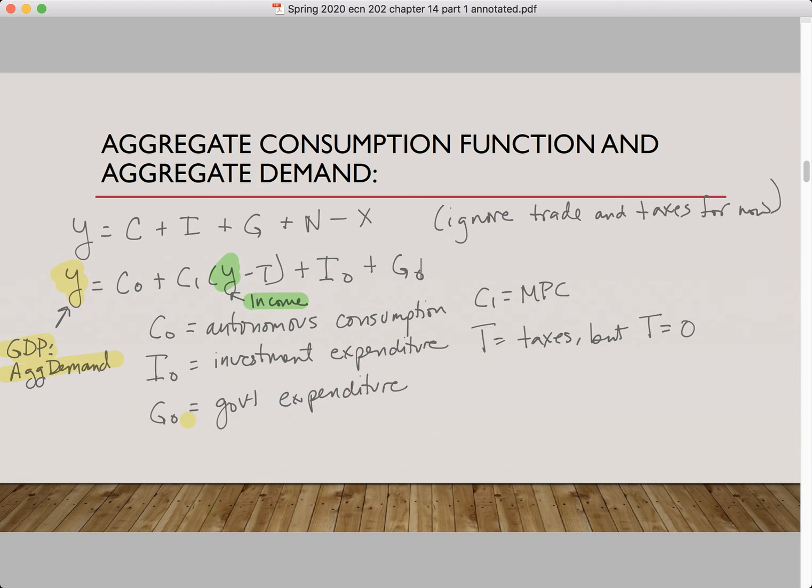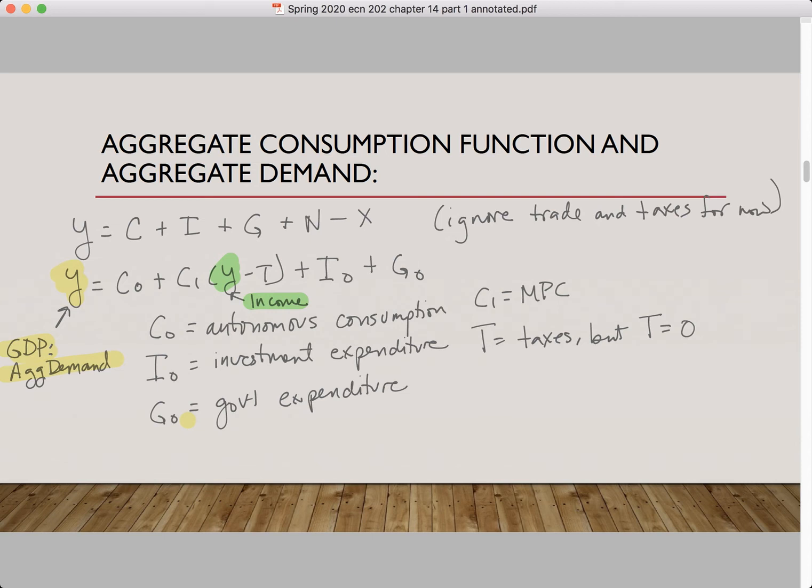So Y, which represents GDP, is equal to consumption, which we're going to break into its components of autonomous spending that households do independent of their income, plus a certain portion of income-induced expenditure. So C1 is the marginal propensity to consume, and I'll explain that in just a moment, which we multiply by people's disposable income. That is their income after they pay for taxes. Y minus T is income minus taxes.